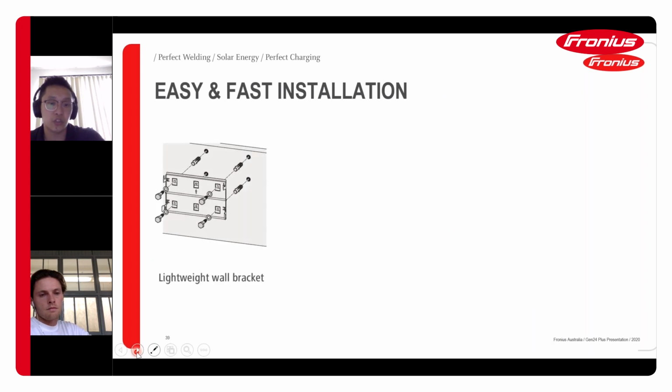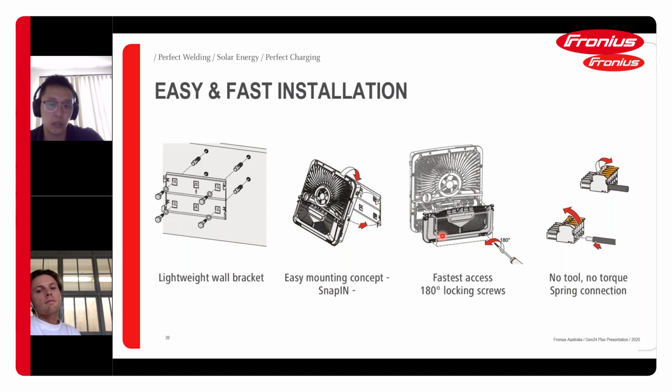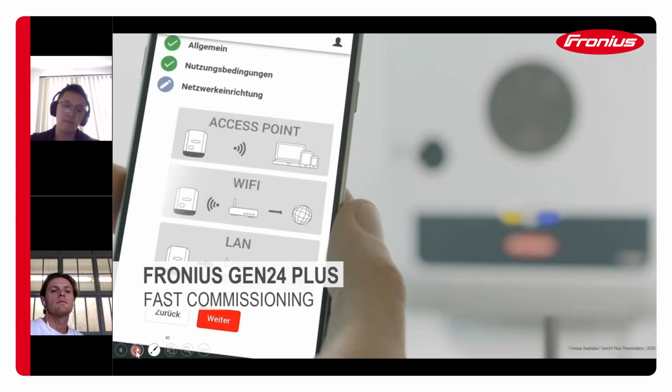From there, just to show you quickly, this is the wall bracket. This is the snap-in concept that we kept. You have those features at the bottom, which lock the inverter, and a 180-degree screw, which basically makes the IP rating of the inverter higher. Also, you don't need any tool for clamping your cables. You just put your cables directly into those spring release clamps. Pretty straightforward and simple.